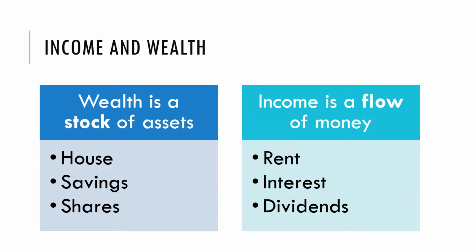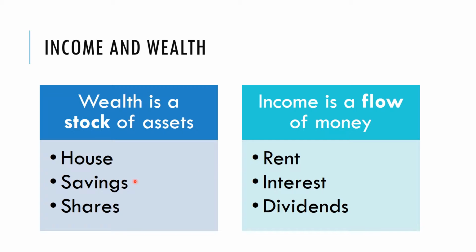As economists, we would describe wealth as a stock concept. So wealth is a stock of assets, whereas income is a flow of money from an asset. So for example, a house would be an asset that would contribute to your wealth, the value of that house, but a flow of income from it might be rent, if you were to rent out that house.